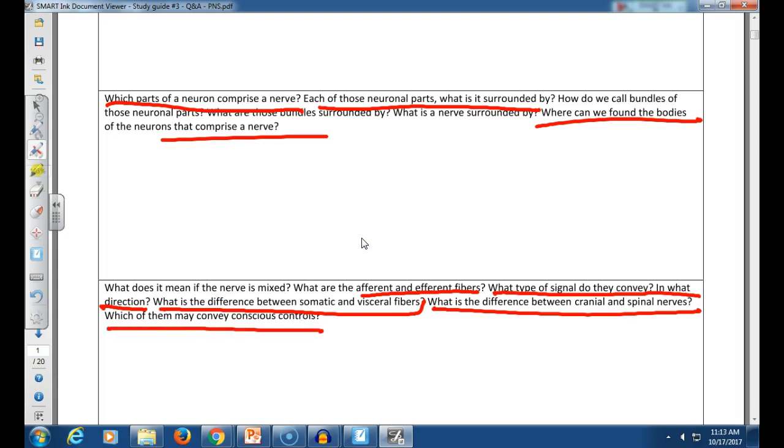Conscious controls. Which one of them may convey conscious controls? Some of them can, like facial can, right? Hypoglossal can. Spinal nerves can. Does that make sense? So if I ask you, can glossopharyngeal nerve control anything consciously, you tell me, nope. This one can't. Optic nerve, nope. This one can't. Olfactory, nope. Does that make sense?